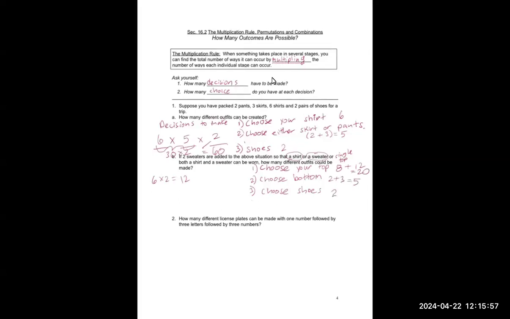So this one would be 20 different tops to choose from, times the 5 different bottoms, times the 2 different shoes. So it's 20 times 5, which is 100, times 2, which is 200. So we have 200. Oh, wow. That's a whole lot of different choices.